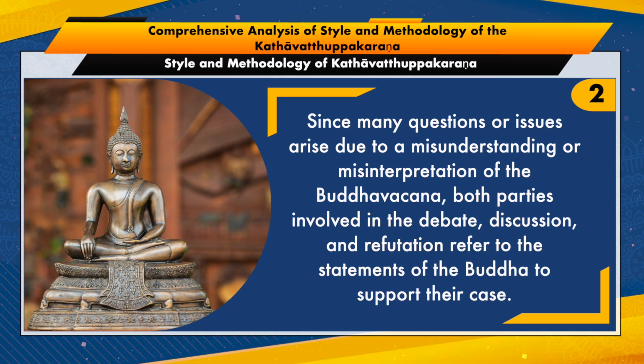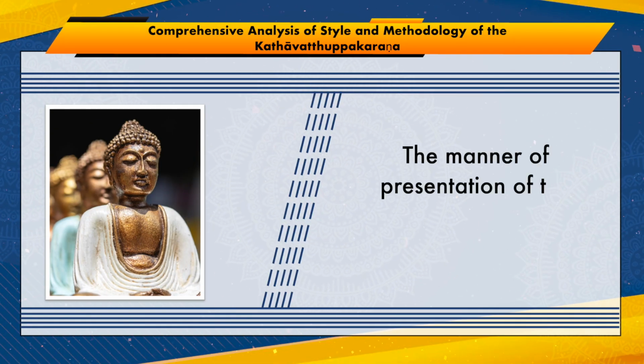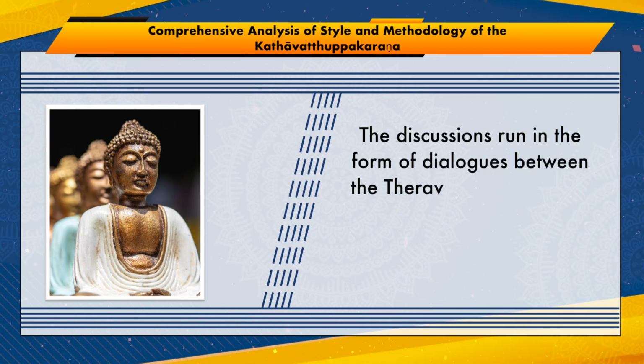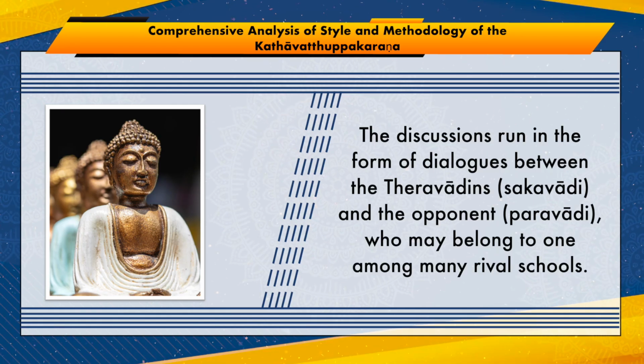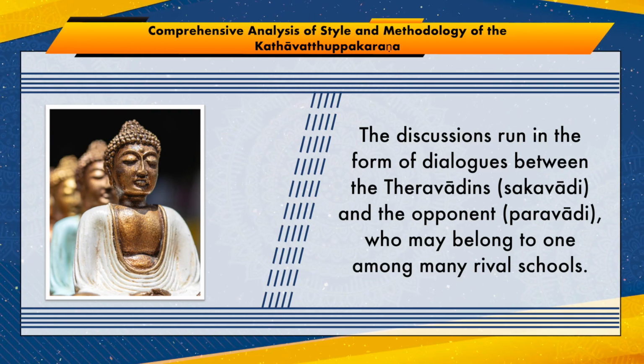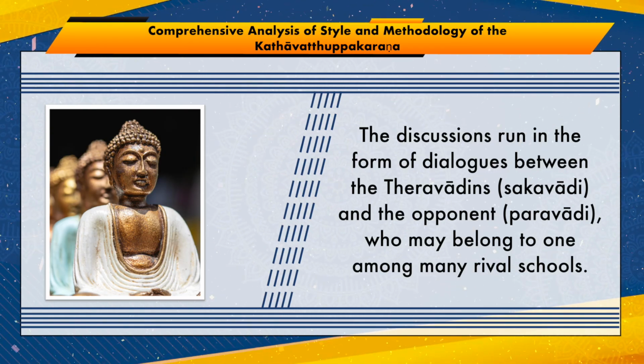Many questions or issues arise due to a misunderstanding or misinterpretation of the Buddha Vachan. However, both parties involved in the debate, discussion and refutation refer to the statements of the Buddha to support their case. The manner of presentation of the controversial issue is dialogical. The discussion runs in the form of dialogues between the Theravadins, that is the Sakvadi, and the opponent Paravadins, who may belong to one among many rival schools.